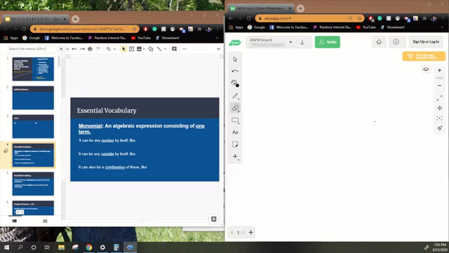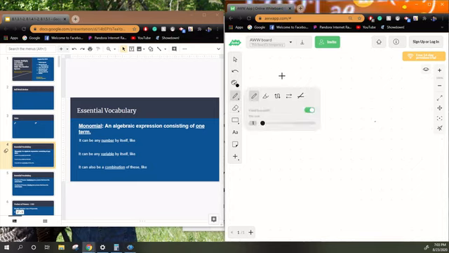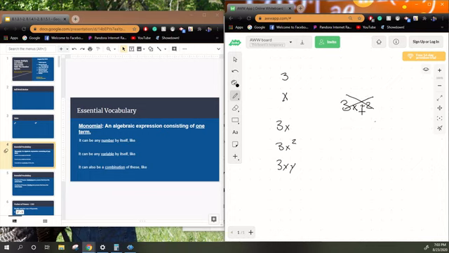Now that we got that covered, let's go ahead and go over some essential vocabulary. A monomial is an algebraic expression consisting of one term. That term can be a number by itself, like 3. It can be any variable, like let's say x. It can be any combination of these, like 3x, 3x squared, 3xy. All of these are monomials. A polynomial is when we have more than one term. So if I have 3x plus 2, that's called a polynomial, and we're not dealing with those right now. We're just talking about these with their single terms, the monomials.